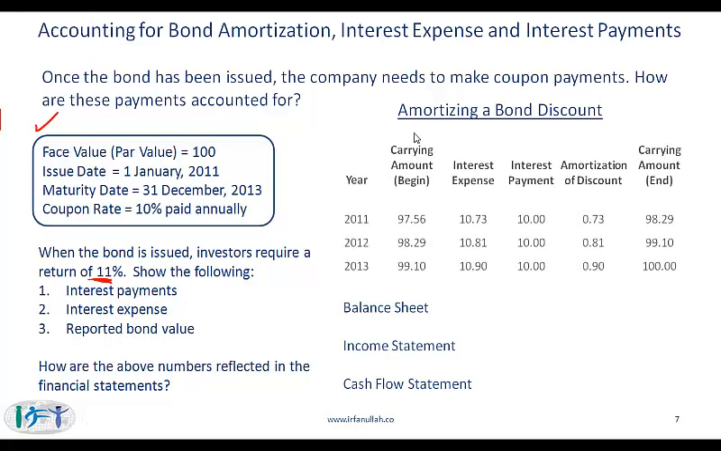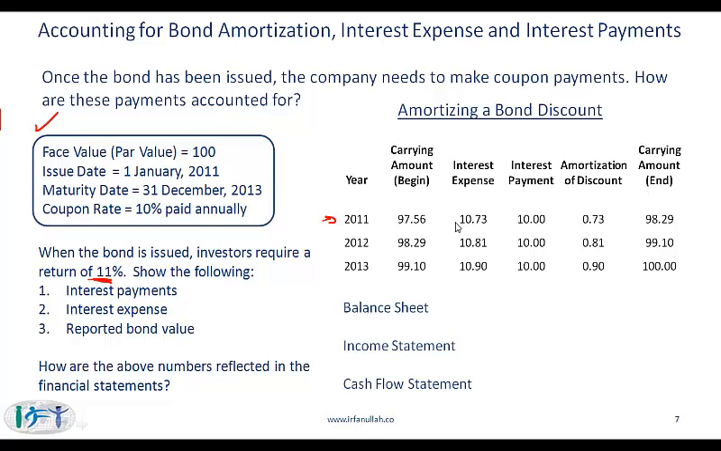I have done this exercise in Excel, which I will post on our Google group, but here are the numbers. The bond was issued on 1st January 2011. The carrying value at the start of the year was 97.56. This is the number that we just calculated. The interest expense is 10.73. Where does this come from?